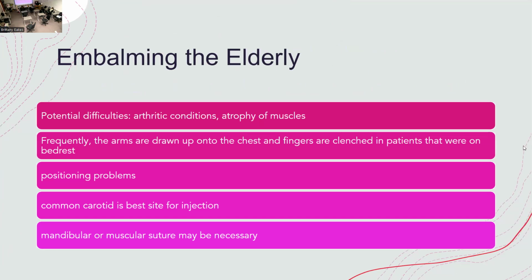When you embalm the elderly, the potential difficulties are arthritic conditions, with their hands in those closed fists. Yeah, they can be difficult to position. You'll also see atrophy of muscles because they've wasted away in a nursing home or hospital setting. A lot of the time the arms are drawn up to the chest, fingers clenched, especially if they were on bed rest. When you're embalming the elderly, the carotid is the best site for injection.